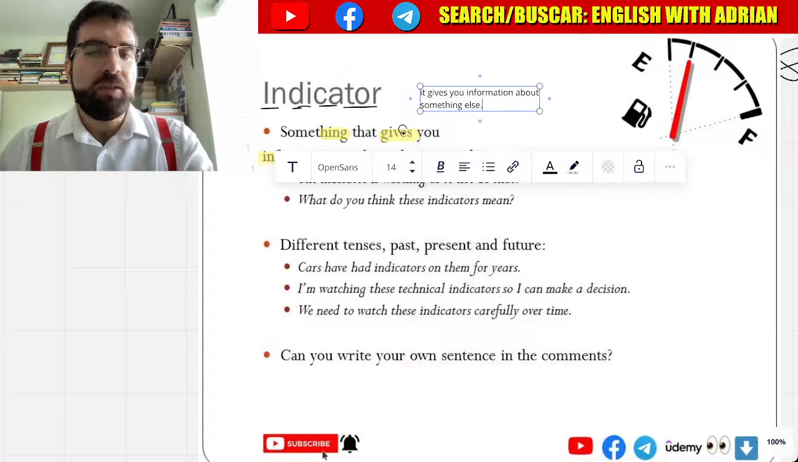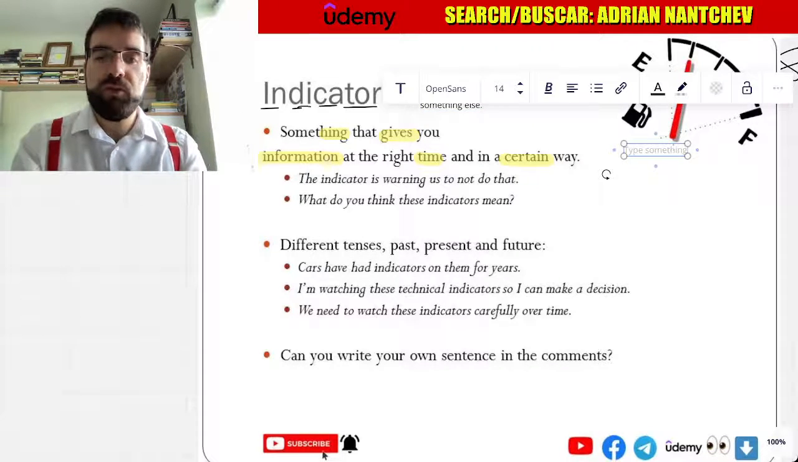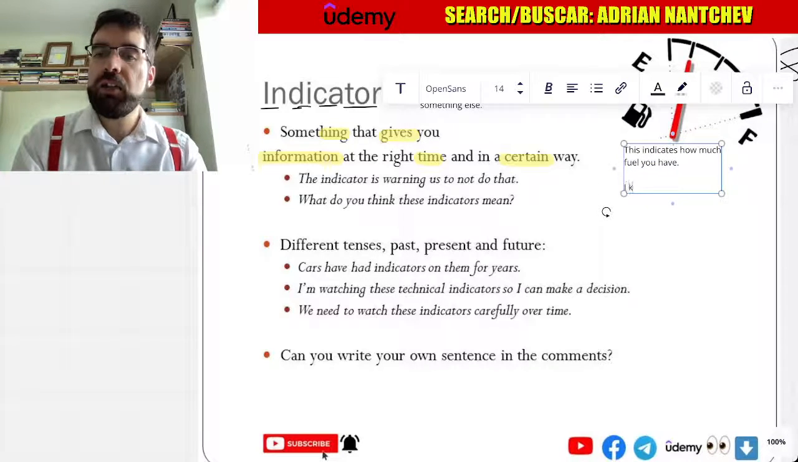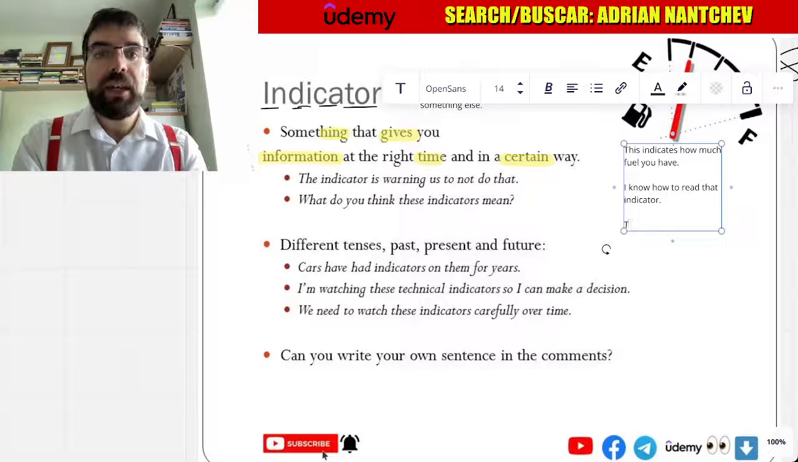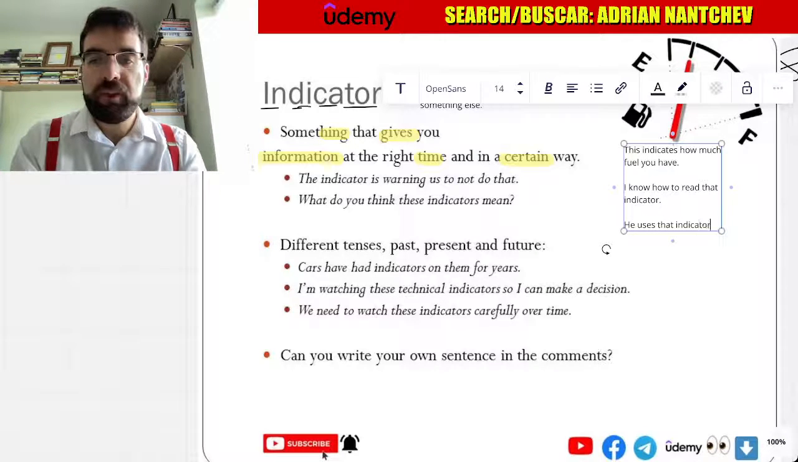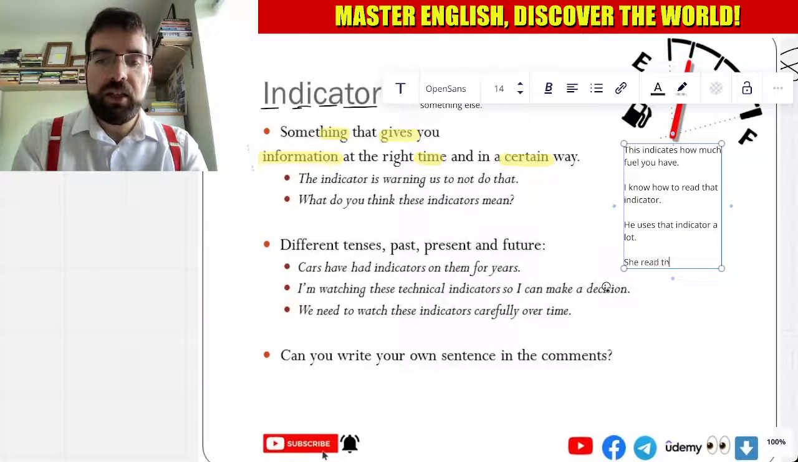Yeah. So this indicates how much fuel you have. I know how to read that indicator. He uses that indicator a lot. She read that indicator about the market.